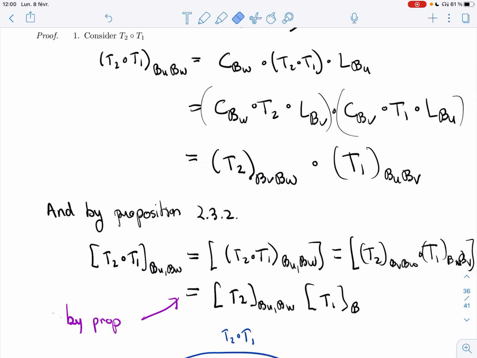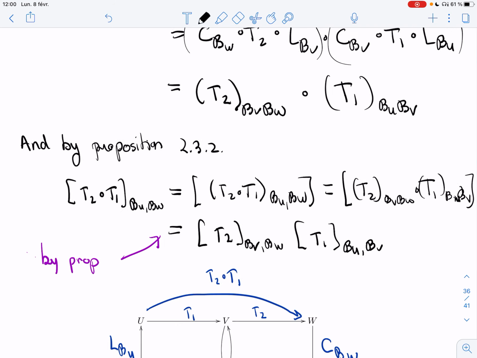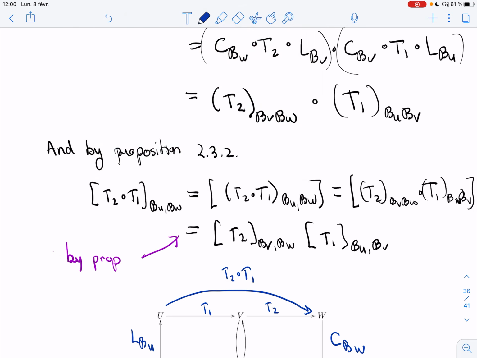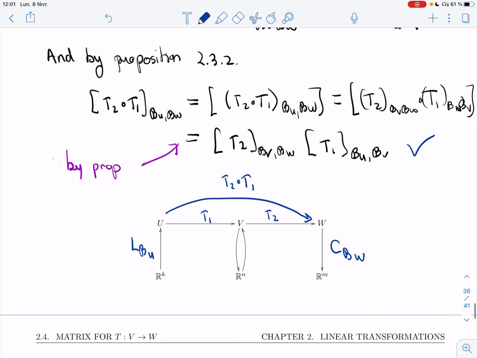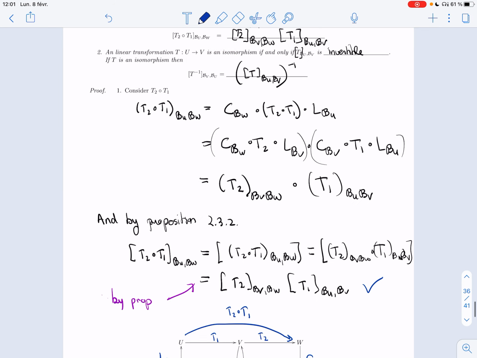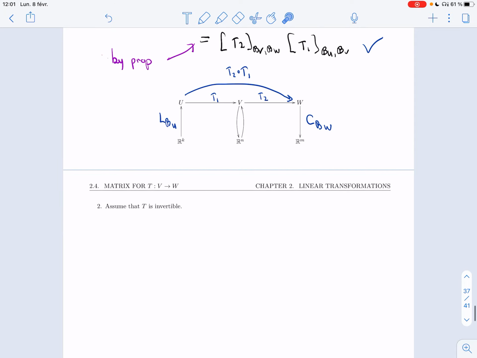Sorry, I'm getting my indices wrong. So this one's V. So T2 is from V to W, and T1 is from U to V. All right, and this is what we wanted. So that shows this one and this one. So we're done with one. Now we're going to move on to two. I'm going to assume that the linear transform is an isomorphism and prove that the matrix is invertible and vice versa.